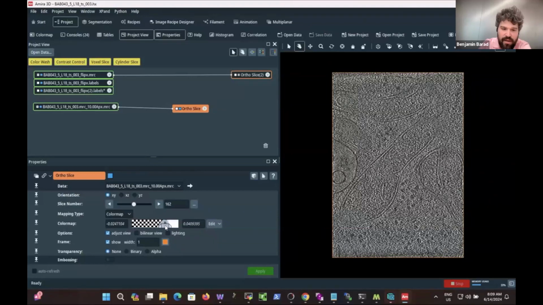I can tighten up the contrast a little bit, and that might make it easier to see. There's mitochondria, there's ribosomes, there's things you can actually see, in some cases the bilayer. If I zoom in.